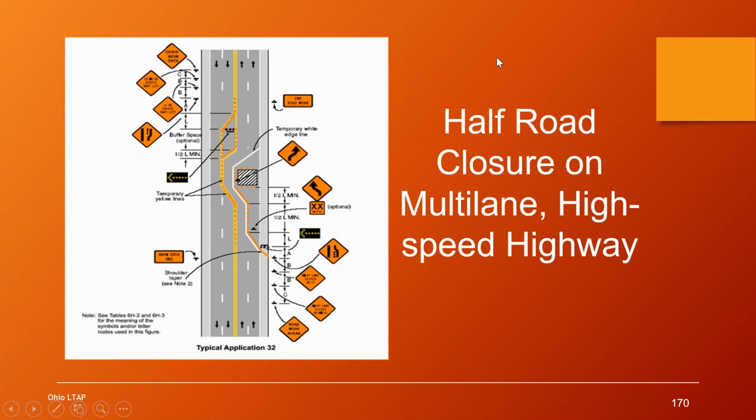And then here's typical application number 32, where we have a 4-lane roadway and we're closing the 2 northbound lanes. It details the signage and the merging taper, arrow board, and the shifting tapers, because we're shifting the northbound left lane into the southbound left lane. And it shows exactly how to close that southbound left lane at the top of the page.